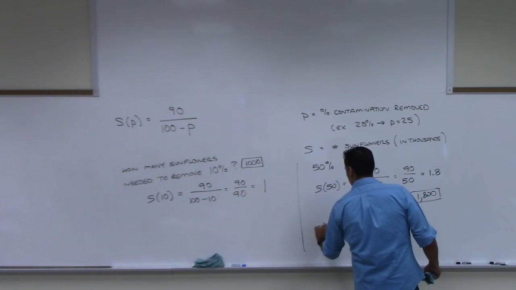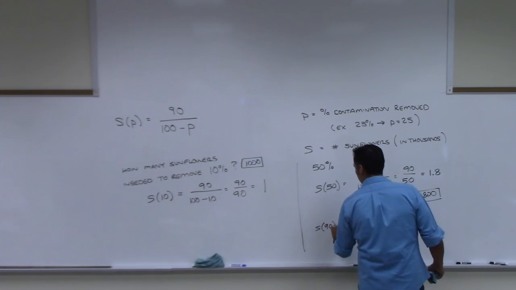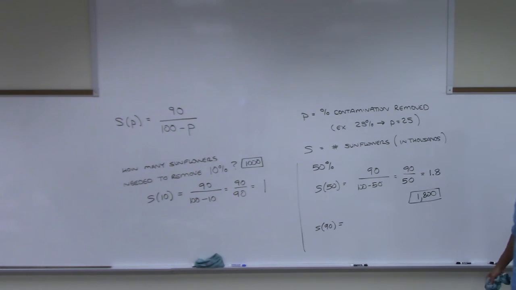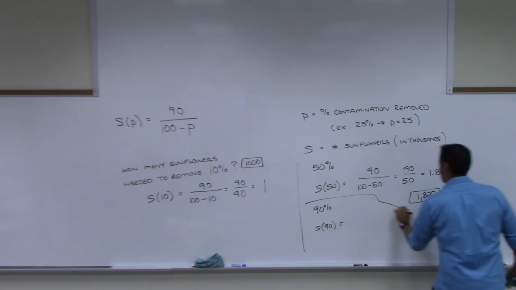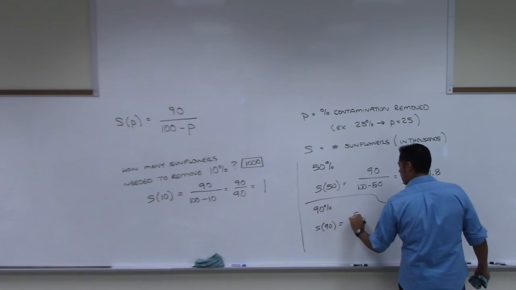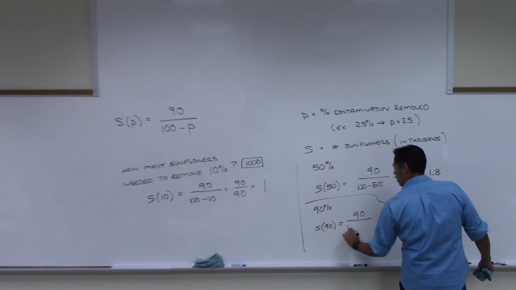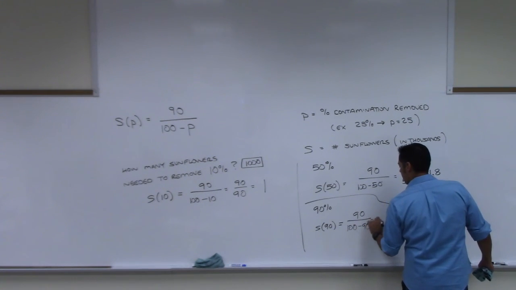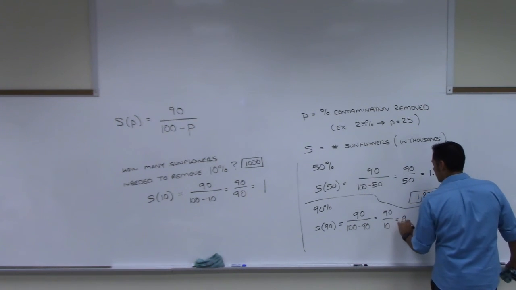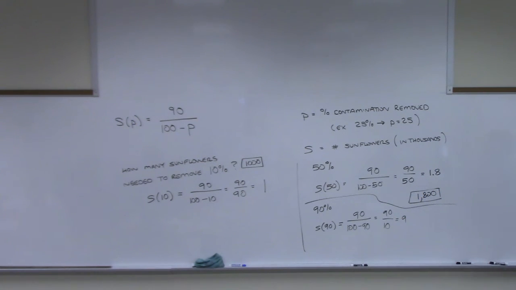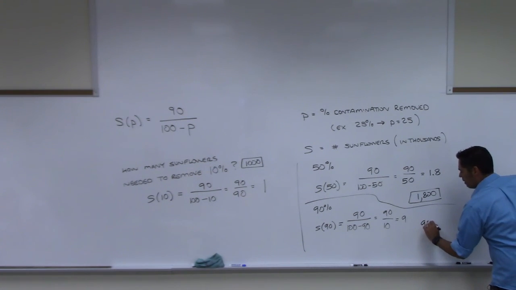All right, let's try and get 90% of the contaminants out. Okay, 90%. So what happens now if we try and plug in 90 over 100 minus 90? That's 90 over 10, which is 9. So now, oh wow, what have we jumped up to now? 9,000. Does that make sense?